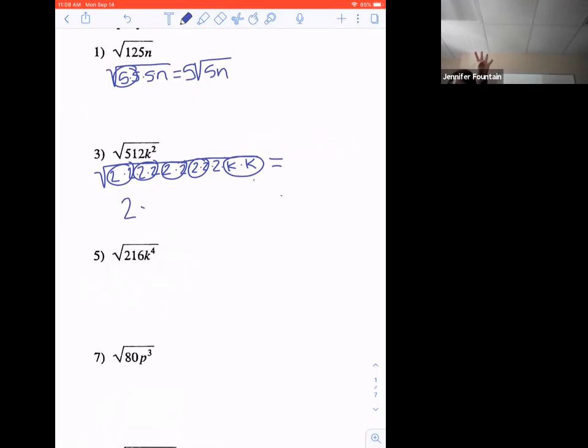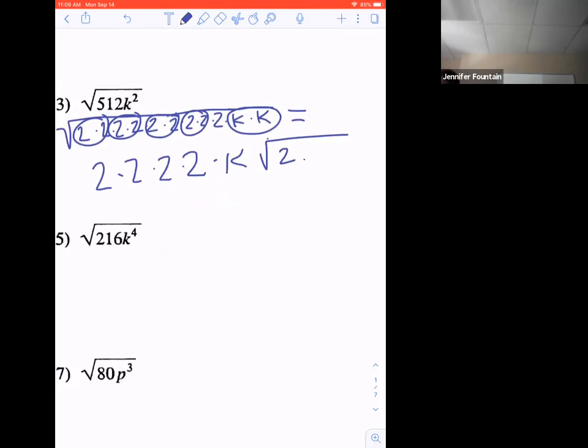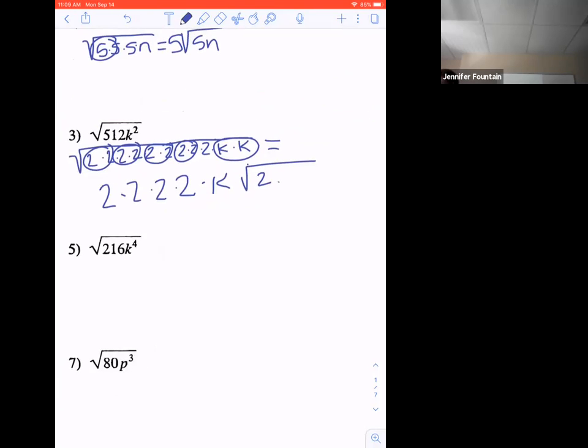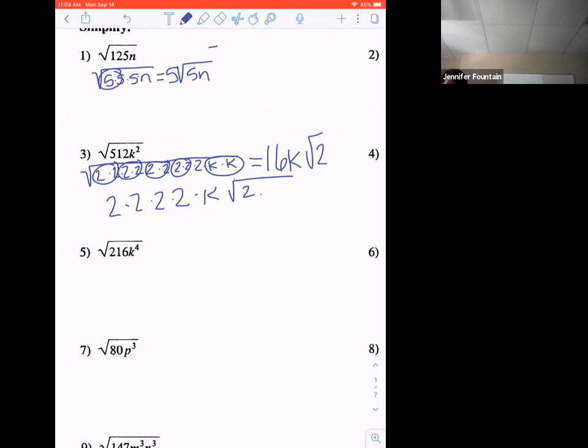So I've got 2 times 2 times 2 times 2 times K that comes out. What is left under the radicand? A 2. So my answer, what do I do with all those 2s that came out? Multiply them. What's 2 times 2 times 2 times 2? 16. So I have 16K times the square root of 2 is my final answer. Any questions on how we did that?